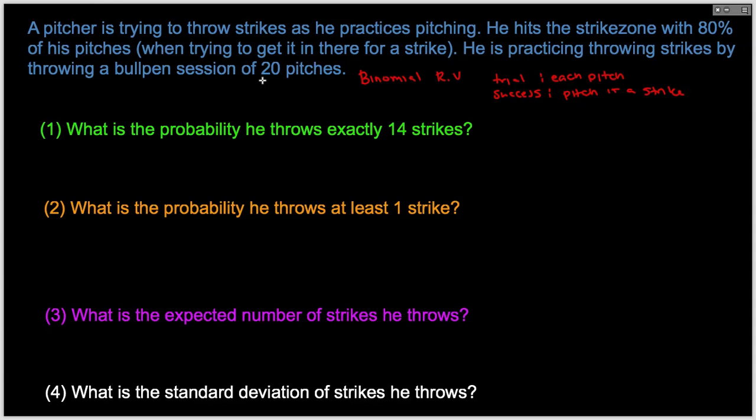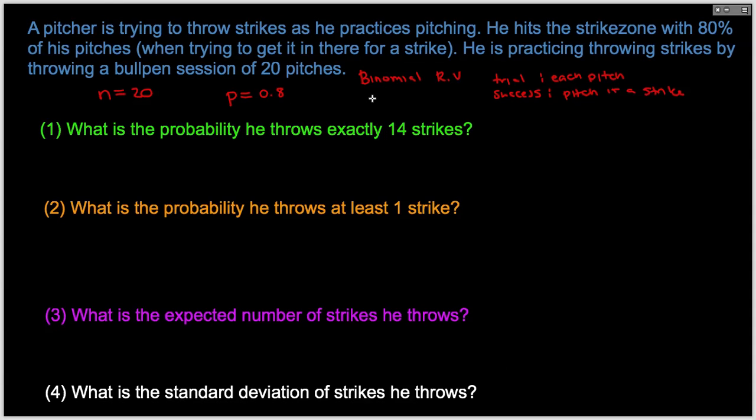And then you want to define N and P. N is the number of trials. So in this case, that would be the number of pitches. The number of pitches in this bullpen session is 20, right? And the probability of a success, or in other words, the probability he pitches a strike, is 80%, 0.8.